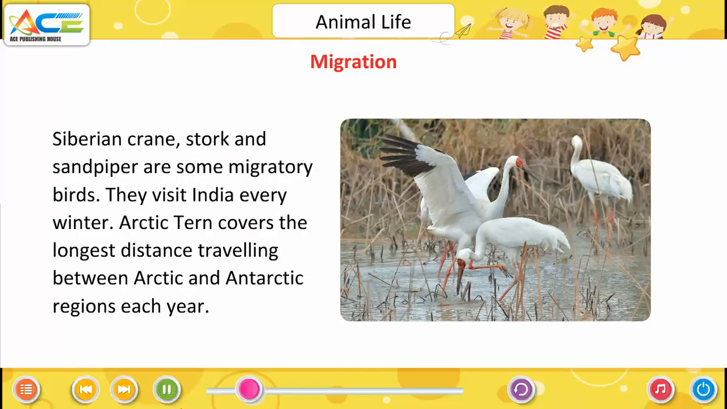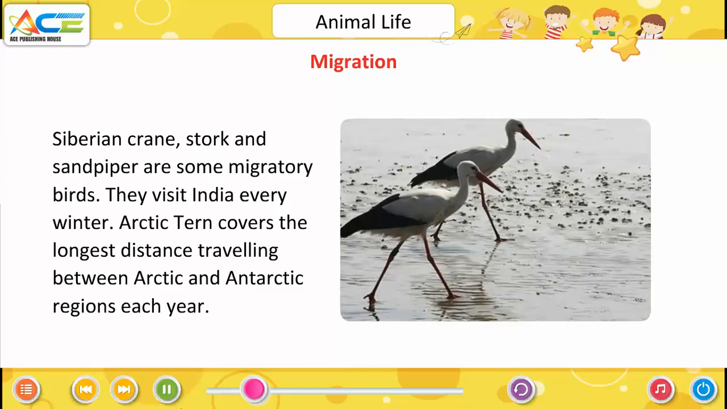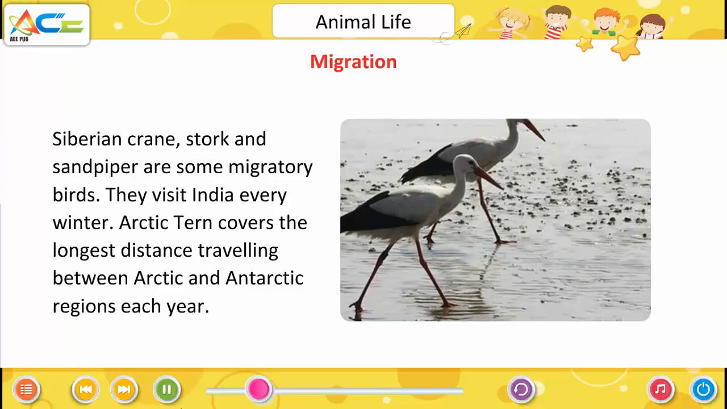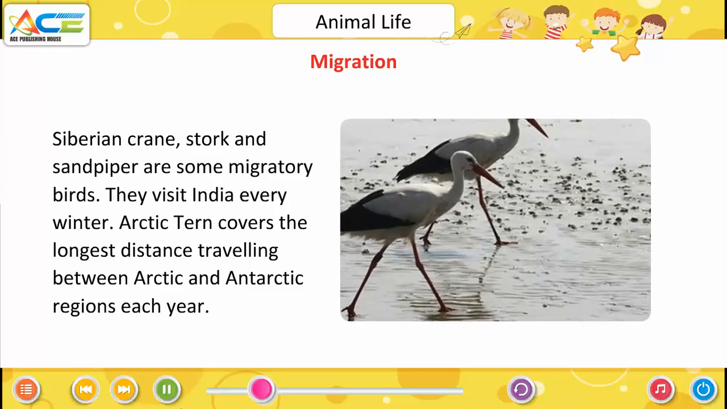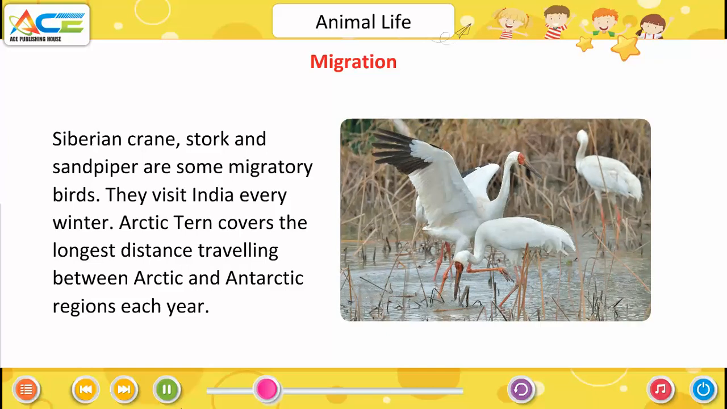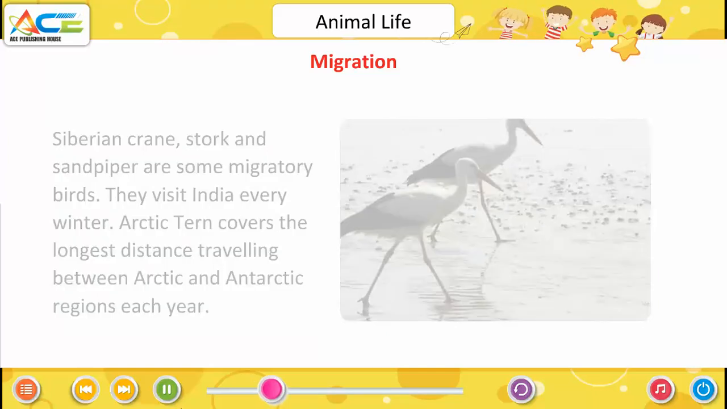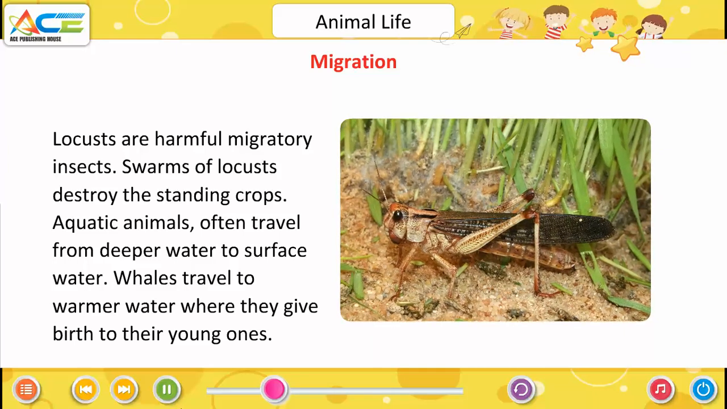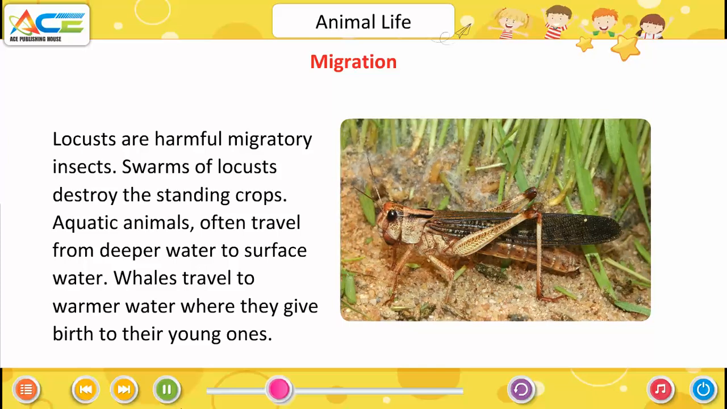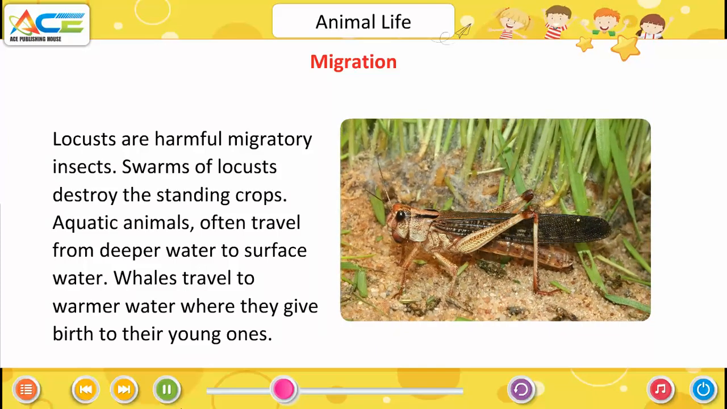Siberian crane, stork and sandpiper are some migratory birds. They visit India every winter. Arctic tern covers the longest distance, traveling between Arctic and Antarctic regions each year. Locusts are harmful migratory insects. Swarms of locusts destroy the standing crops.